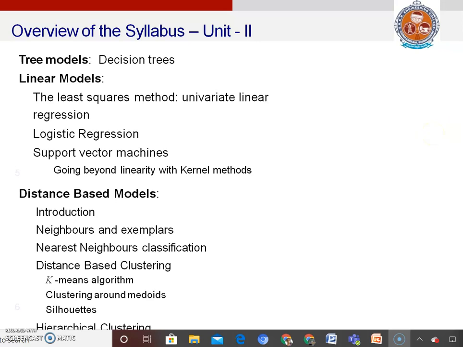In Unit 2, we are going to discuss tree models and especially decision trees. And we learn about linear models, which include linear regression, logistic regression, and support vector machines. We also learn about distance-based models, which include distance-based classification and distance-based clustering. And finally, we learn about hierarchical clustering.